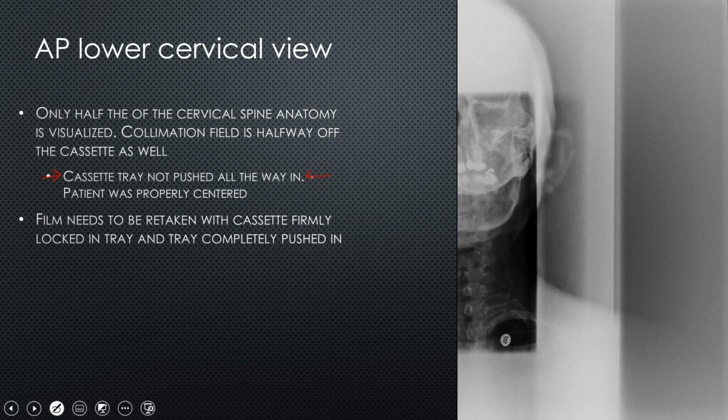So always make sure when you are doing your checklist, it's one thing to have the patient properly positioned, central ray properly positioned, but making sure that that cassette tray is also in its proper position as well. So as you can see, film needs to be retaken with the cassette firmly locked in the tray, and that metal tray that we have shown you guys is pushed all the way in.